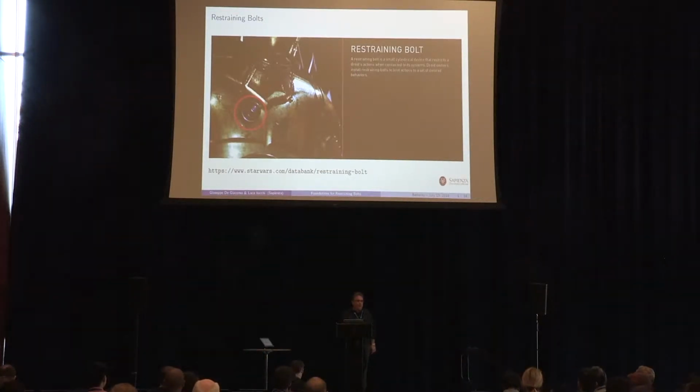If you have seen Star Wars, you know. It's a little device, this thing over here, that they put on the various robots. Reading from the Star Wars official site, a restraining bolt is a small cylindrical device that restricts a droid's action when connected to its system. A droid's owner installs a restraining bolt to limit action to a set of desired behaviors. Okay, this is not me, it's Star Wars.